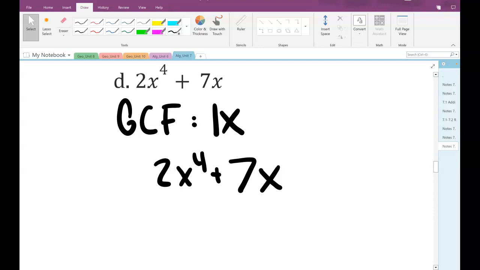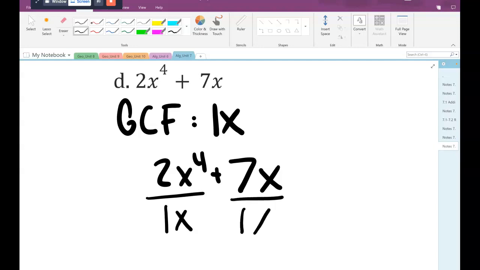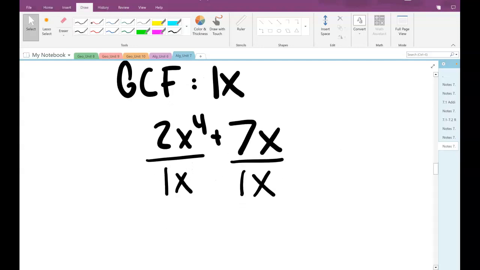And each term you're going to divide by your GCF. So I'm dividing this by 1x and this by 1x. And then I write it in factored form. So I put my greatest common factor out in front. I have parentheses. And then I go through and divide.